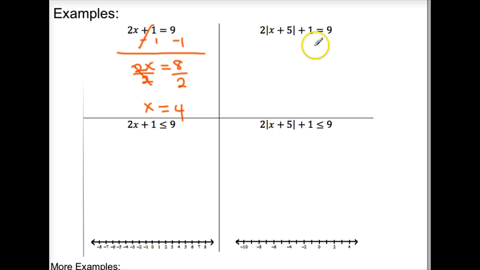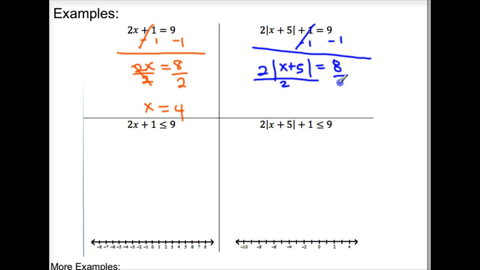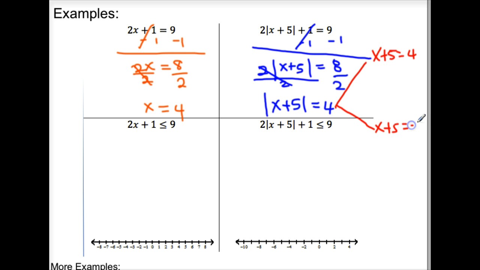So let's work on this. Remember, I said everything has to be in the absolute value, so I need to get rid of anything excess. So minus 1 on both sides. This will give me 2 absolute value of x plus 5 is equal to 8. This is multiplication, so I want to divide both sides by 2. I'm left with the absolute value of x plus 5 is equal to 4. And now remember what I said, this has two answer choices. It can be x plus 5 is equal to 4, or x plus 5 is equal to negative 4.